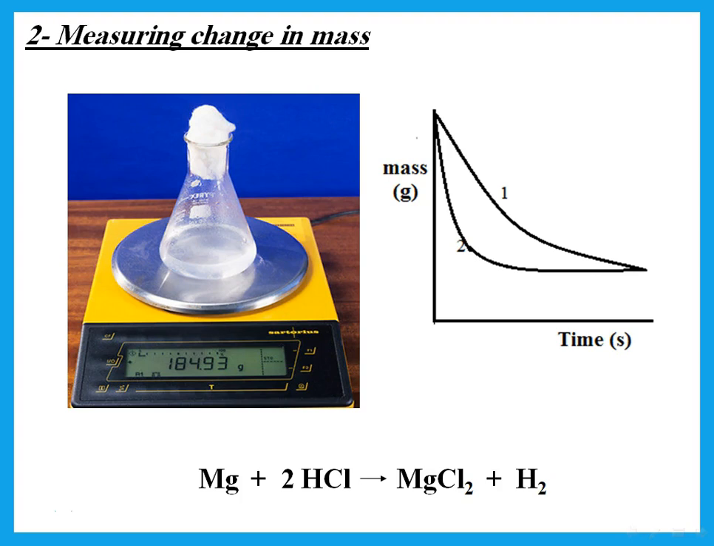Of course, I can then draw a graph of the mass versus time. The mass at the beginning will decrease, and then once all the reactant has been used up, then it will become constant. Remember that in this graph, the experiment 2 is a faster reaction than experiment 1.